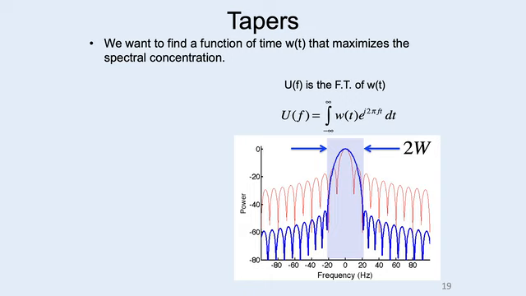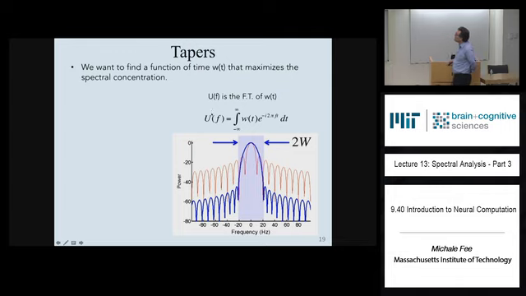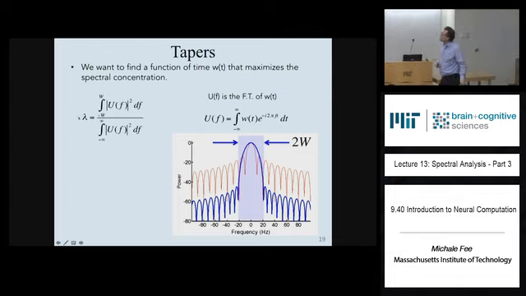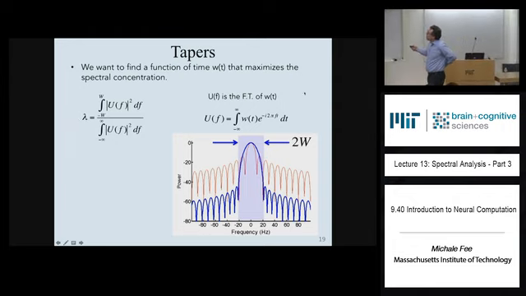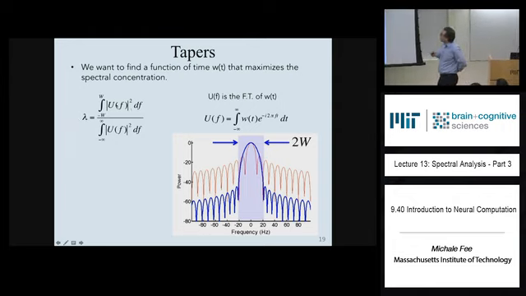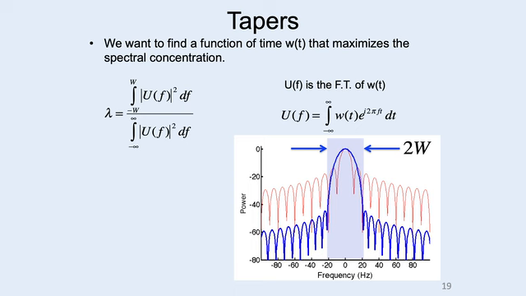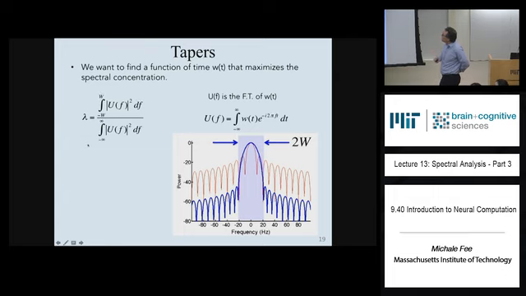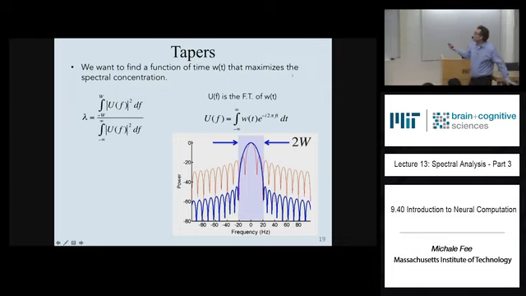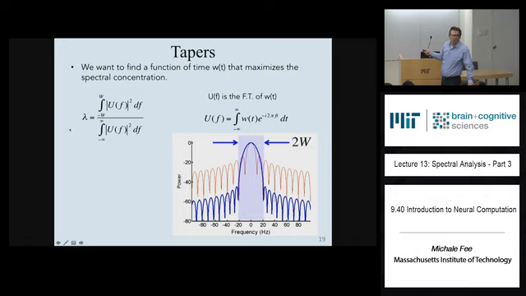Here's this function of time. We simply calculate the Fourier transform of w, call that U of f. And now we just write down a parameter that says how much of the power in U is in the window from minus W to W compared to how much power there is in U overall, over all frequencies. So if lambda is 1, then all of the power is between minus W and W. Does that make sense?